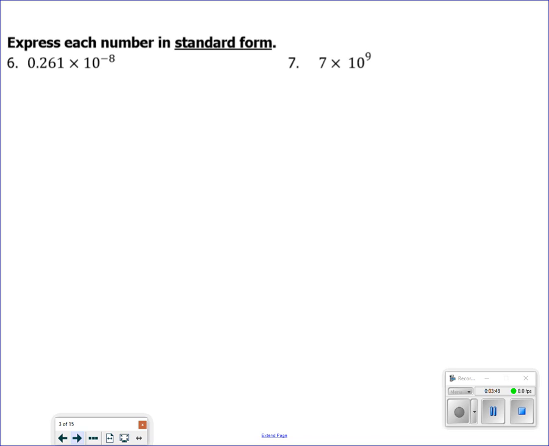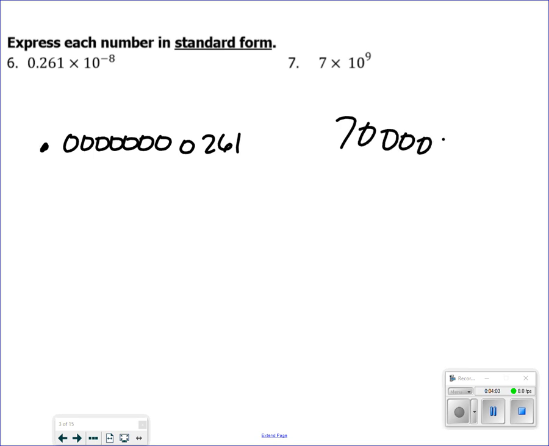Going backwards now, counting decimal places. So 1, 2, 3, 4, 5, 6, 7, 8 decimal places, going smaller, and then 9 decimal places going larger. So again, you're counting the number of decimal places that something is going up or that something is going down.